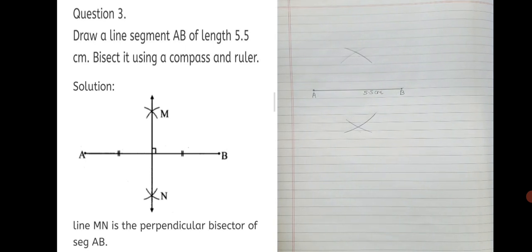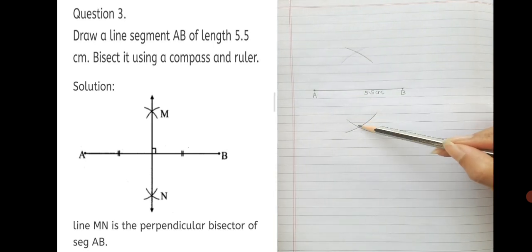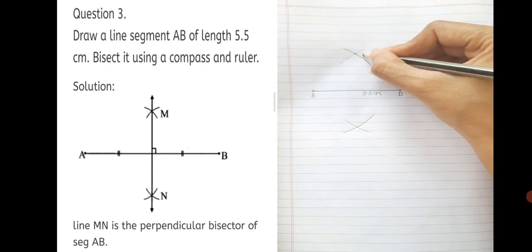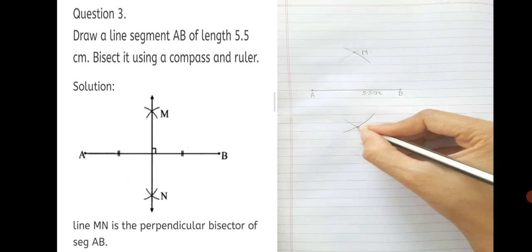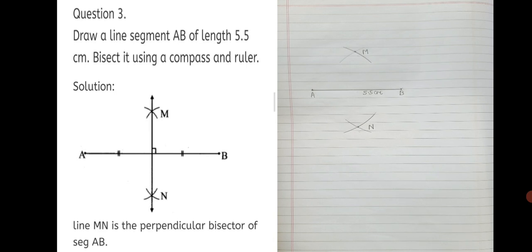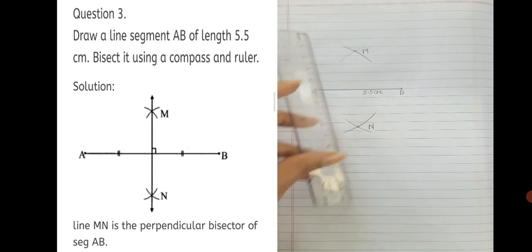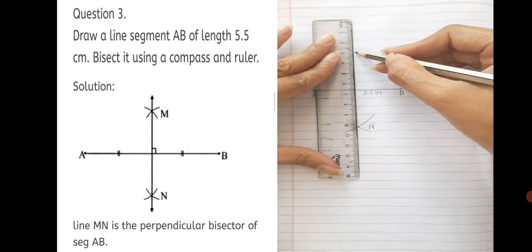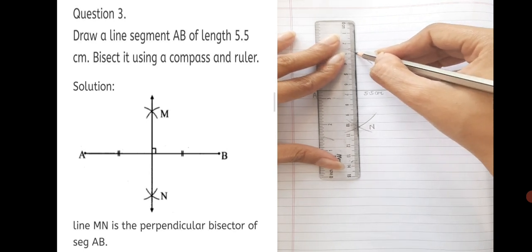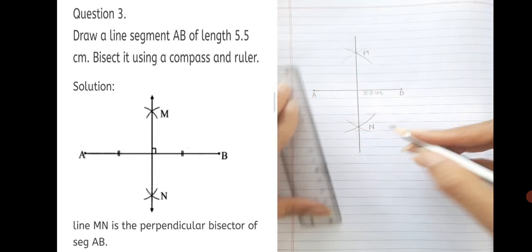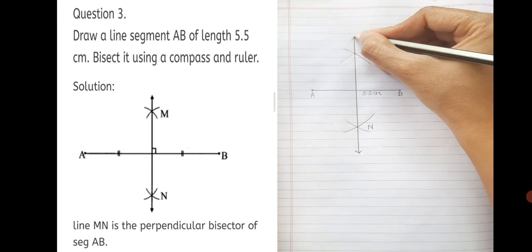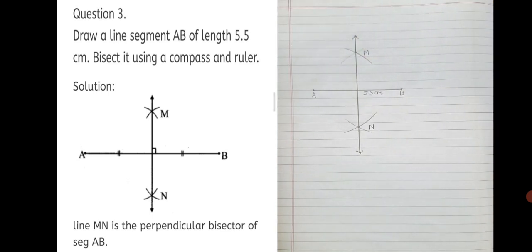Once the arcs intersect each other, you can give those points names. So here we are going to name them point M, point N. It's not given in the question, you can give any name. Once you have named the points, join the points using a scale and a pencil. So we are going to join these points and draw a straight line. Mark the arrows, and here we have line MN perpendicular to line AB.